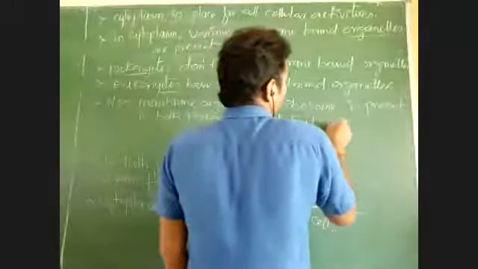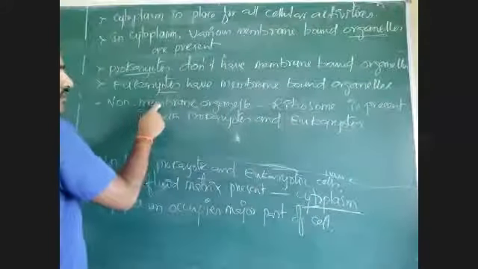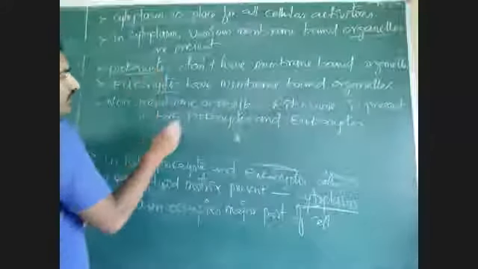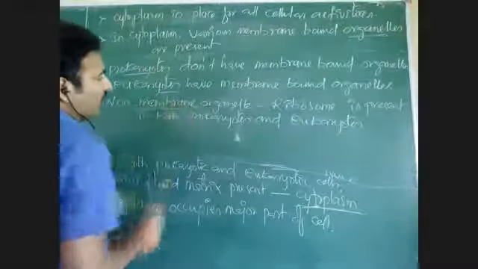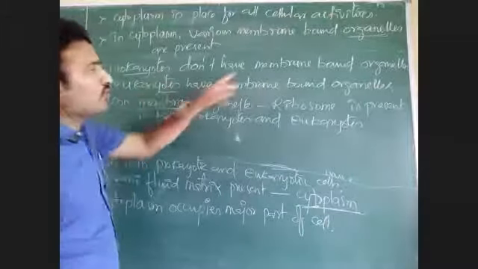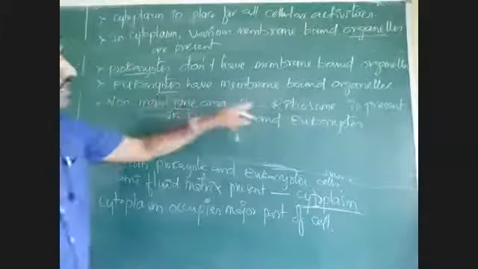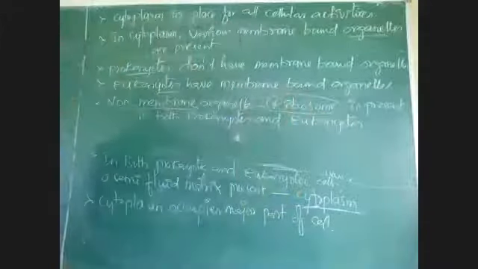It is present in both prokaryotes and eukaryotes. Usually membrane bound organelles are present in eukaryotes only. Non-membrane bound organelles are present in prokaryotes only. But ribosome is a non-membrane bound organelle, which means it should be present only in prokaryotes. But in eukaryotes also ribosome is present, which is a non-membrane bound organelle.